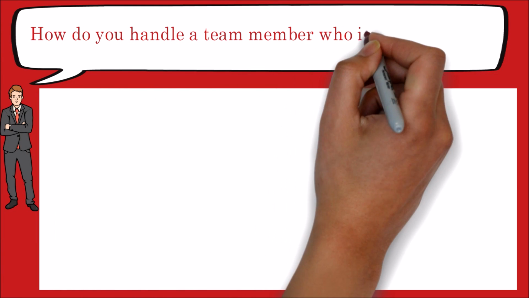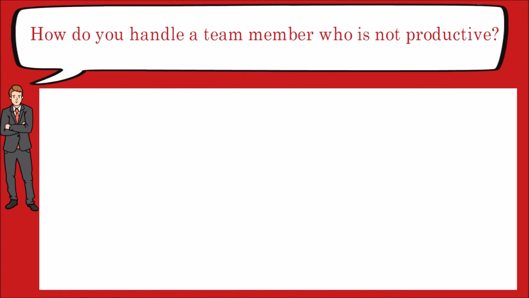Next question. How do you handle a team member who is not productive? The term unproductive may mean team members unable to meet their deadlines, not focusing on work and indulging in office politics at the workplace, not actively participating in team meetings, or delivery of service by team members not being as per expectation or quality standards.